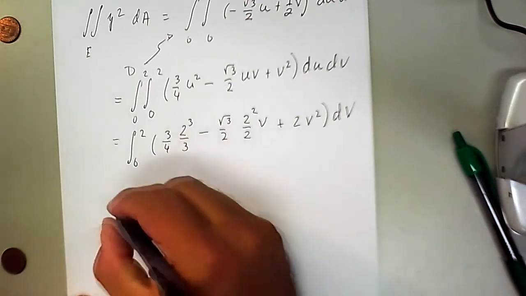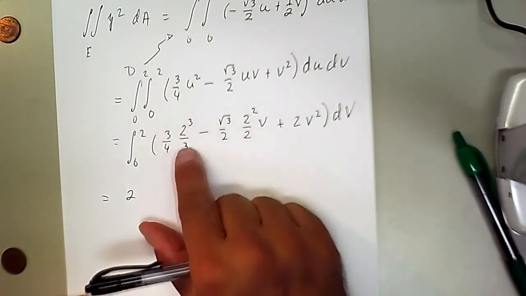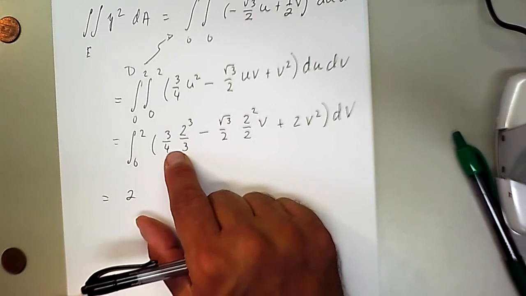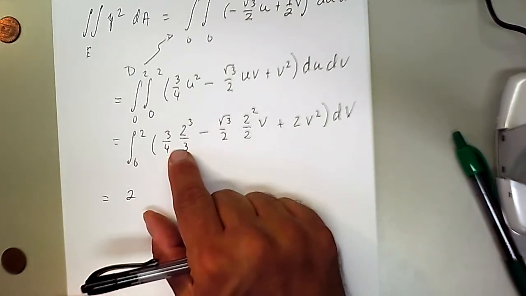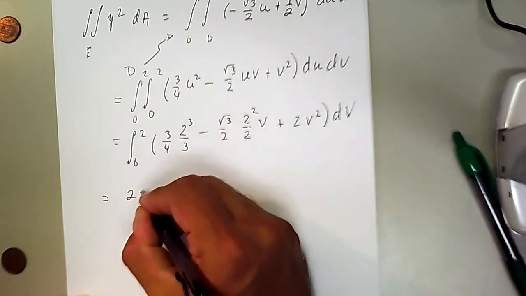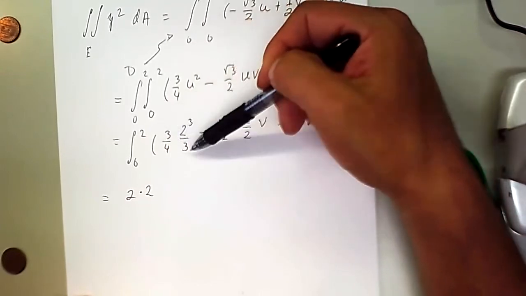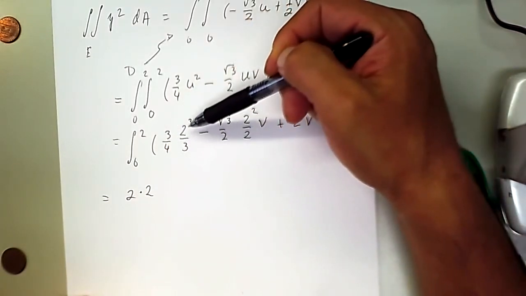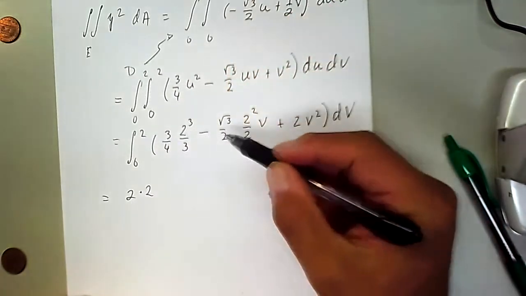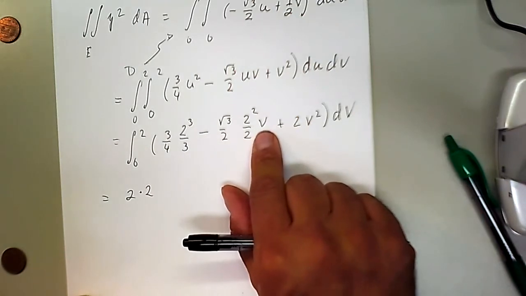There's only a 2 surviving on this term. This is a constant, it's just 2, we're integrating 2. So when we do the antiderivative, we're going to have 2v, that's it. I plug in the 2 and the 0, so 2 times 2. And again, the reason for that is the 3s simplify, 8 divided by 4 is the 2, and then the other 2 comes from plugging the v into v. That is going to be v squared over 2.